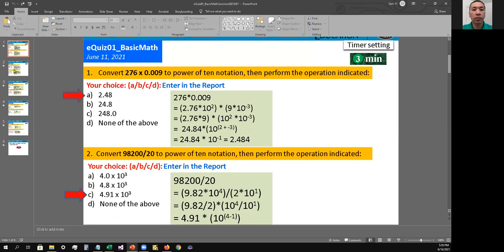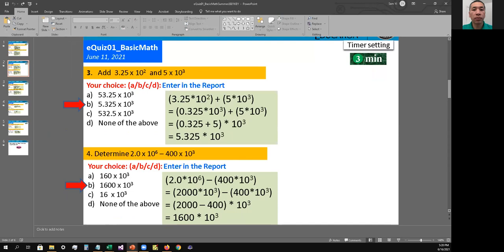Okay, now we have slide number two. Question number three: 3.25 times 10 to the 2 and 5 times 10 to the 3.